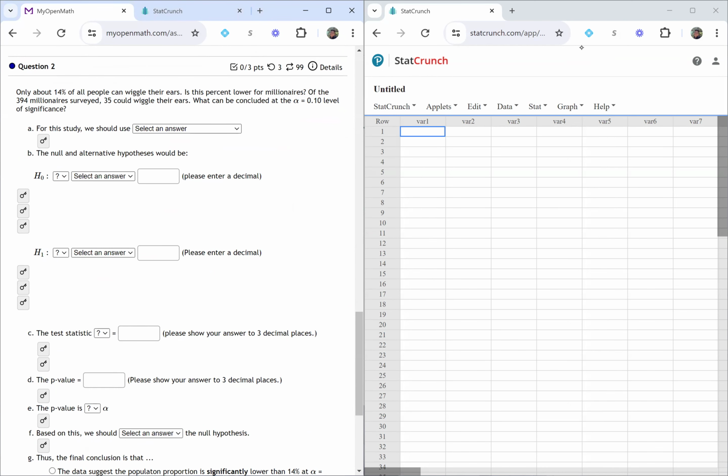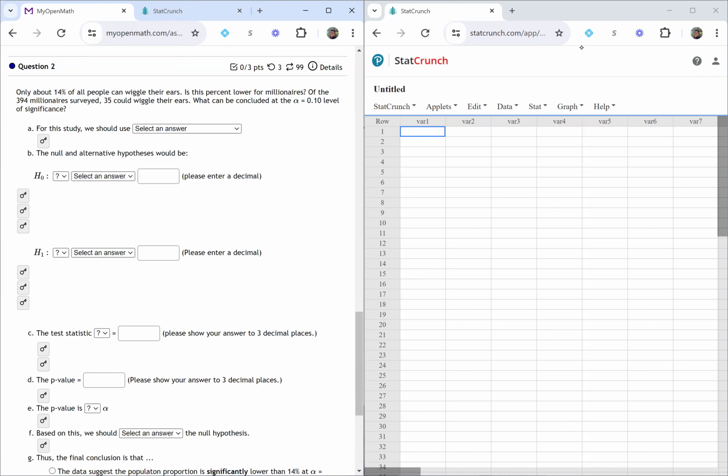All right, so this question says only about 14% of all people can wiggle their ears. Is this percent lower for millionaires? Of 394 millionaires surveyed, 35 could wiggle their ears. What can be concluded at the alpha equals 0.1 level of significance?